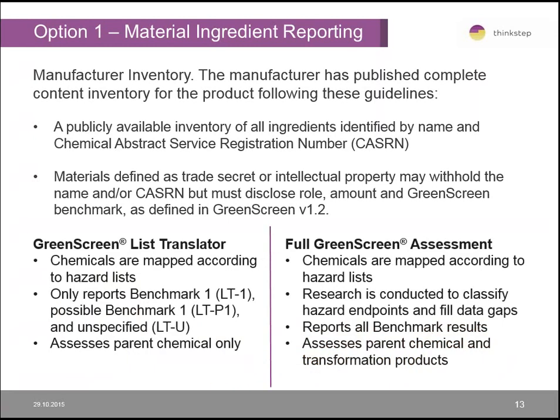So this inventory that uses the green screen approach must have either the green screen list translator, which is one of the ways you can do this inventory. It's sort of a lighter version. The green screen list translator basically takes those chemicals, checks them against those hazard lists, and then reports the benchmarks 1 through 4 as were described before.